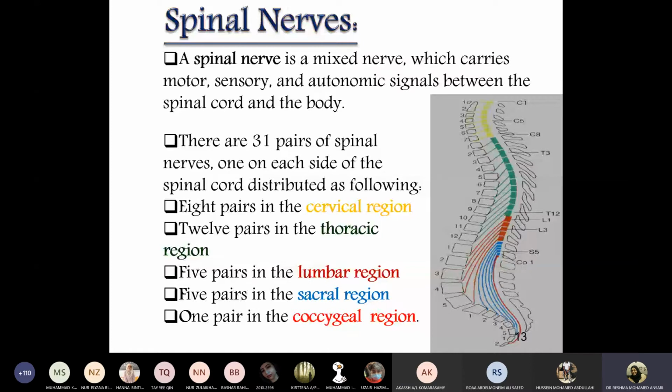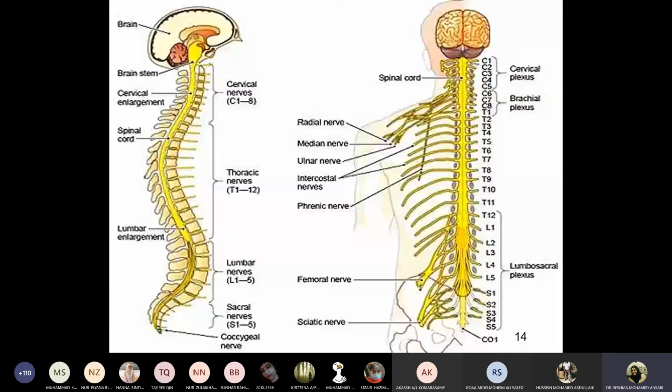So 8 for the cervical region. We have 8 cervical nerves, 12 thoracic nerves, 5 lumbar, 5 sacral and 1 coccygeal. These spinal nerves are usually coming out from the spinal cord, which is also a part of your peripheral nervous system. This figure tells you C1 to C8 is your cervical nerves, T1 to T12 is your thoracic, lumbar is L1 to L5, S1 to S5 is the sacral and the 1 coccygeal nerve. So these specifically go to the body wall.